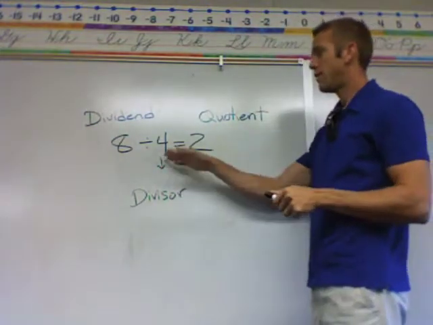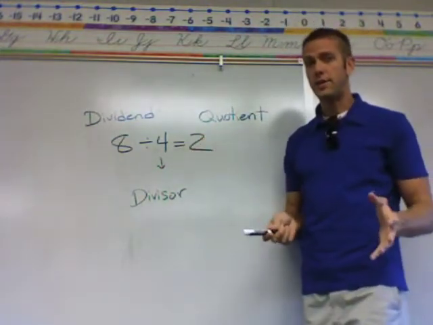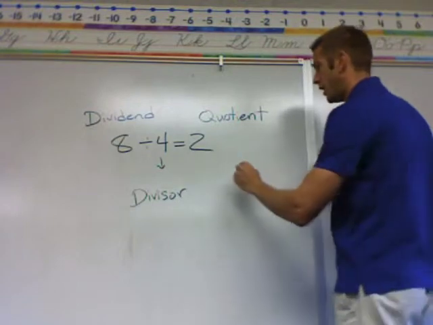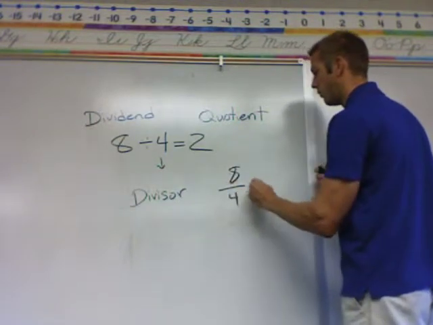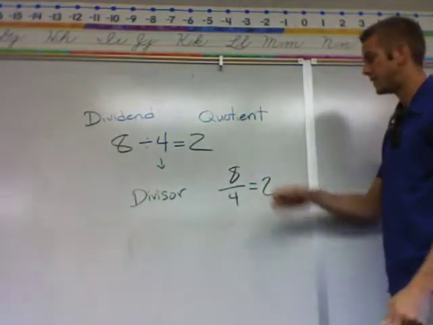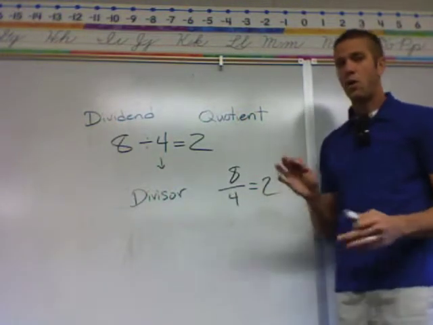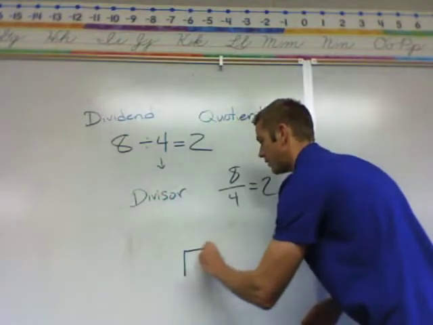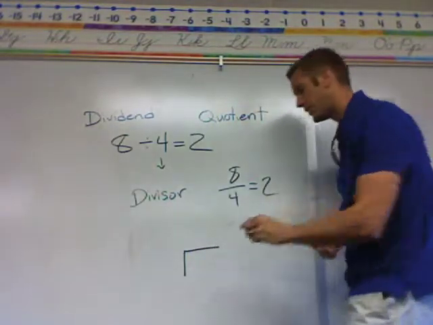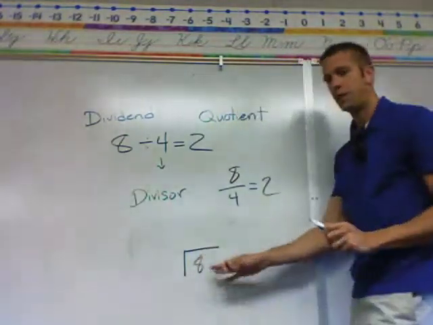This 8 divided by 4 equals 2 can be written in a few different ways. Okay? You could also say 8 divided by 4 equals 2. Notice it's the same order, kind of. Dividend, divisor, quotient. Or there's the box version where it's backwards. The biggest number always goes in the box.